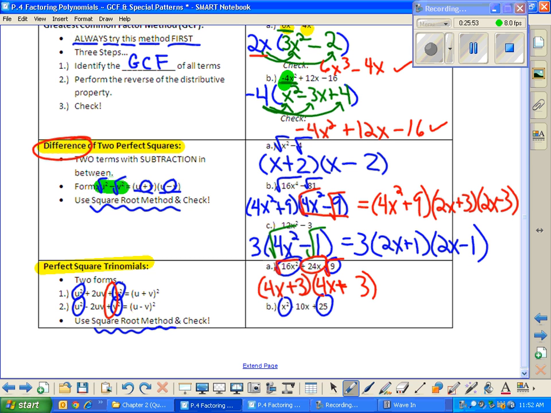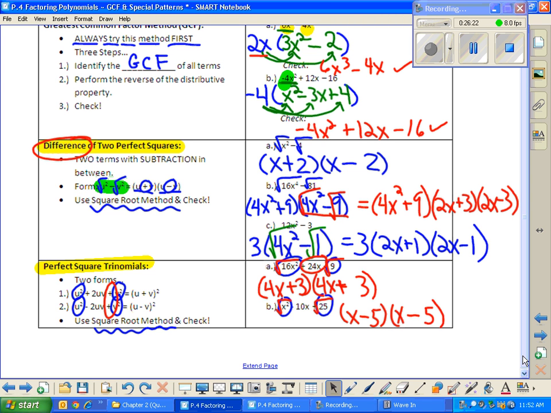Square root method on the last one. Watch out, because this time around I think they switched the signs on you, right? We have to make a negative 10x in between. So I'll populate my parentheses. The square root of x squared is x and x. The square root of 25 is 5 and 5. Now I'm going to check my outers and my inners. They need to come together to make negative 10x. You guessed it. You have to have a minus sign in both of those to make negative 10x.